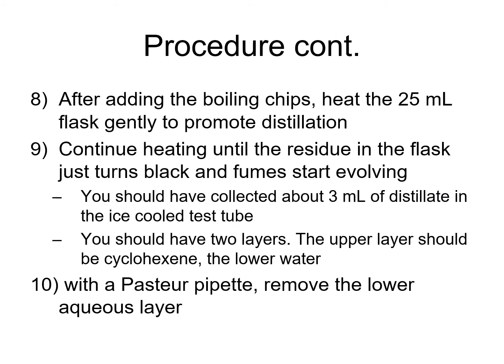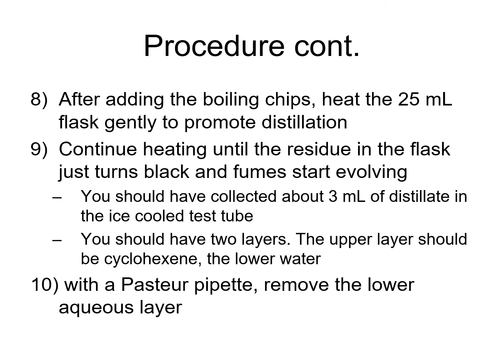All right, continue on with the procedure. After everything's set up correctly and adding the boiling chips, you can start heating the round bottom flask's contents gently. You don't want to crank it up too much, because your cyclohexanol and cyclohexene are rather volatile, and they can boil off pretty quick. So you're just slowly going to continue heating the flask until basically all of the contents of the flask have evaporated off, and you're going to have a little black residue at the bottom of the flask, and you're going to start seeing some fumes.